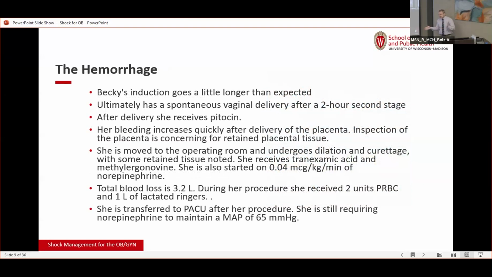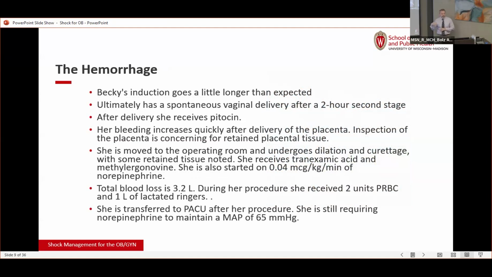So the induction goes a little bit longer. Ultimately, there's a spontaneous vaginal delivery after 2 hours. Get some Pitocin after delivery. Her bleeding increases quickly after that. After delivery of the placenta, there's concern for some retained tissue.